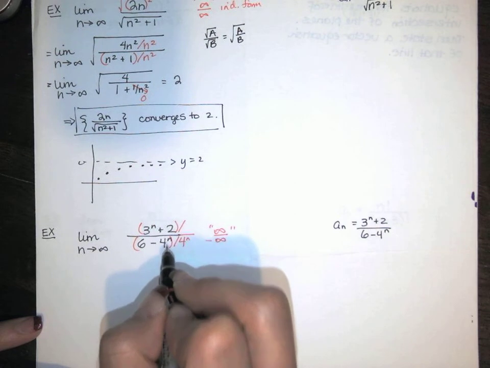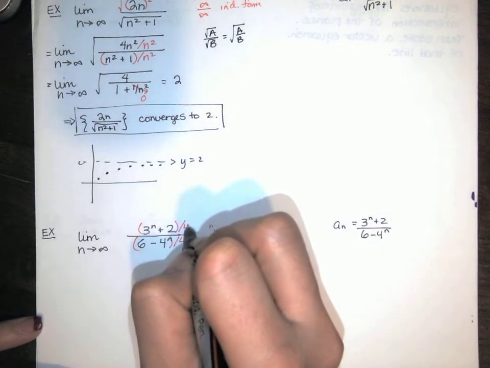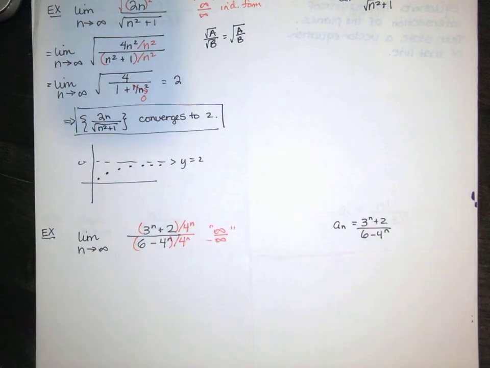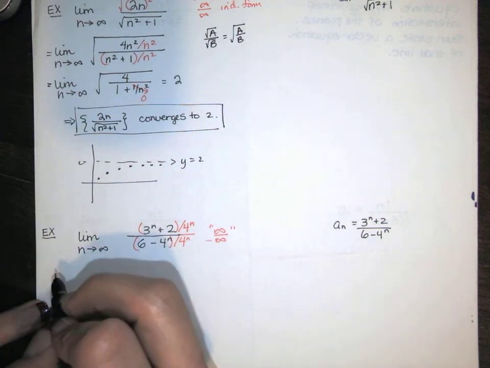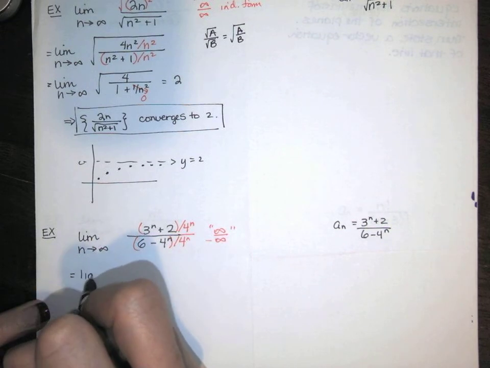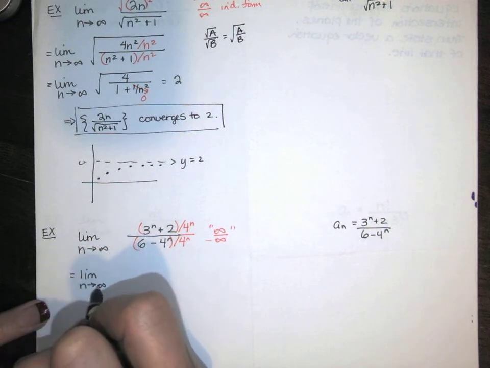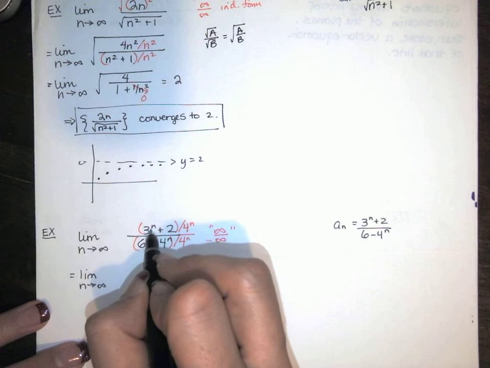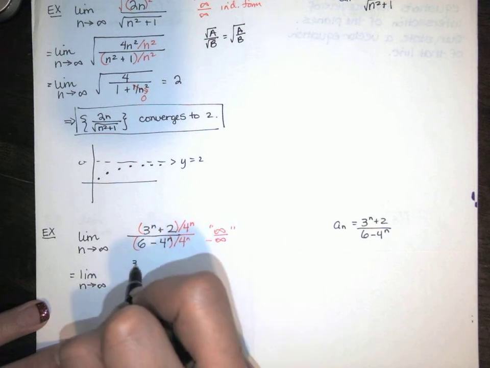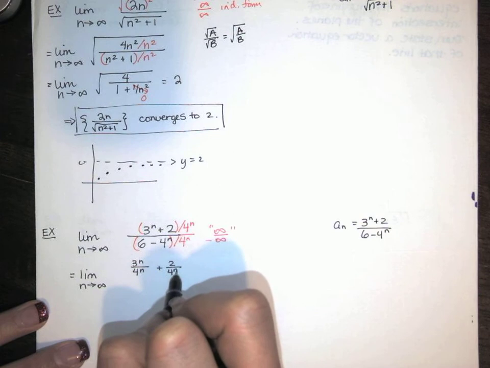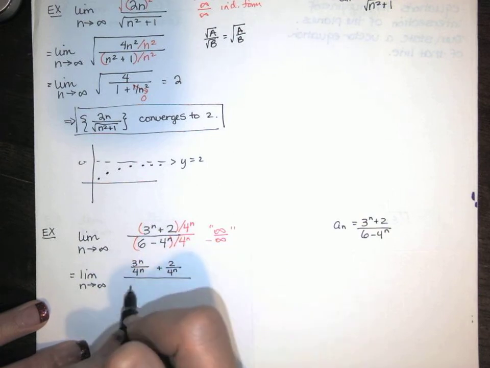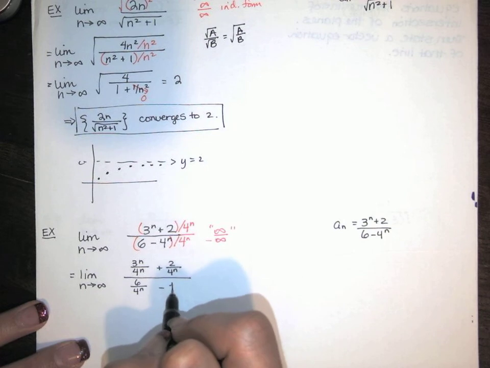So I'm going to divide the numerator and denominator by 4 to the n and use some exponent properties. And my hope is that because I divided everything by 4 to the n, I'll have a bunch of things that go to 0, constants in some places, and I'll be able to infer what the limit is. So here I've got 3 to the n over 4 to the n plus 2 over 4 to the n, all divided by 6 over 4 to the n minus 4 to the n over itself, which is 1.